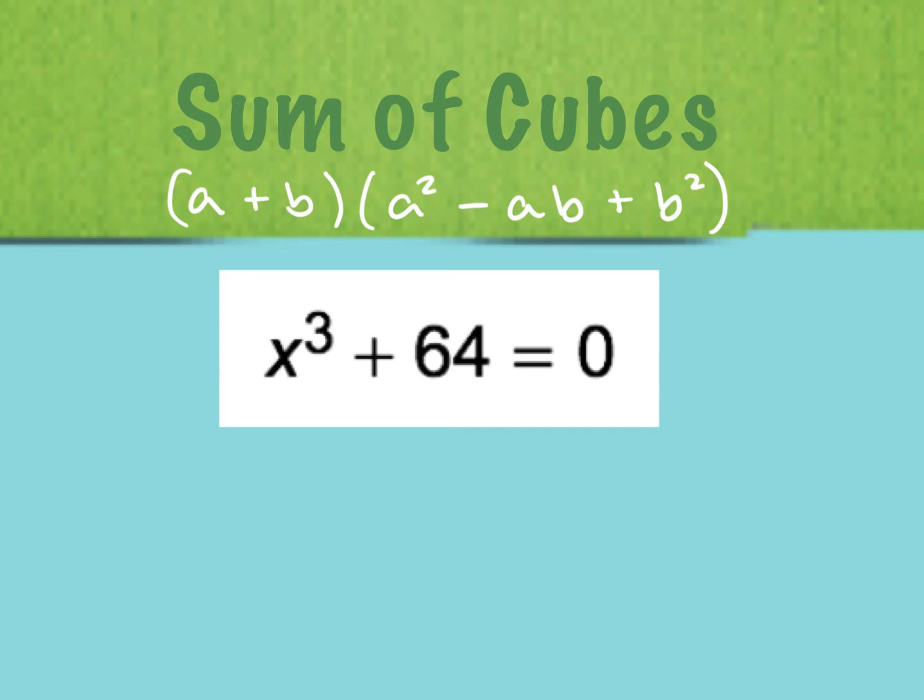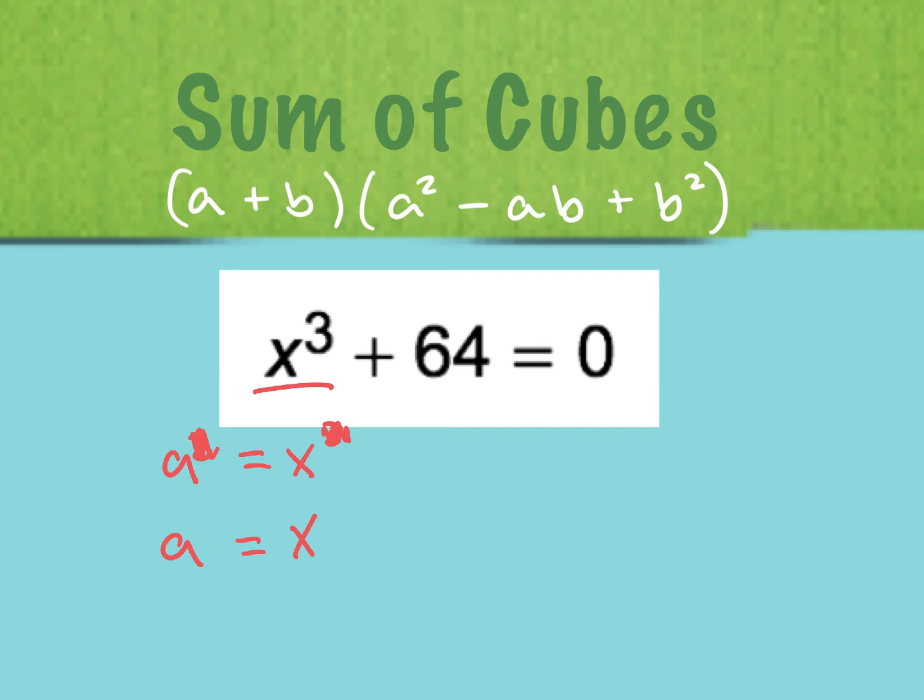So I have to figure out what a and b are. So if a cubed is the first number, x cubed, what is just a? X. Perfect. So a cubed is equal to x cubed. We just cross out the cubed parts. So a is equal to x.